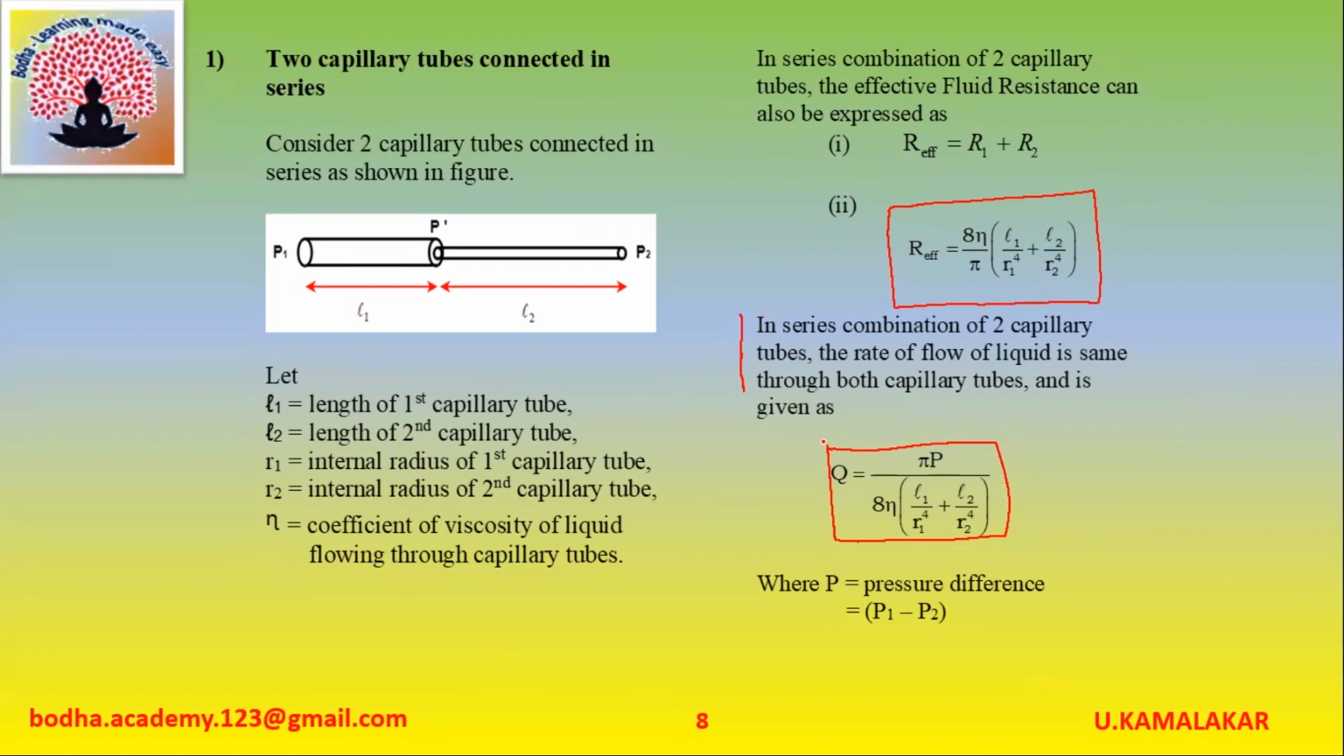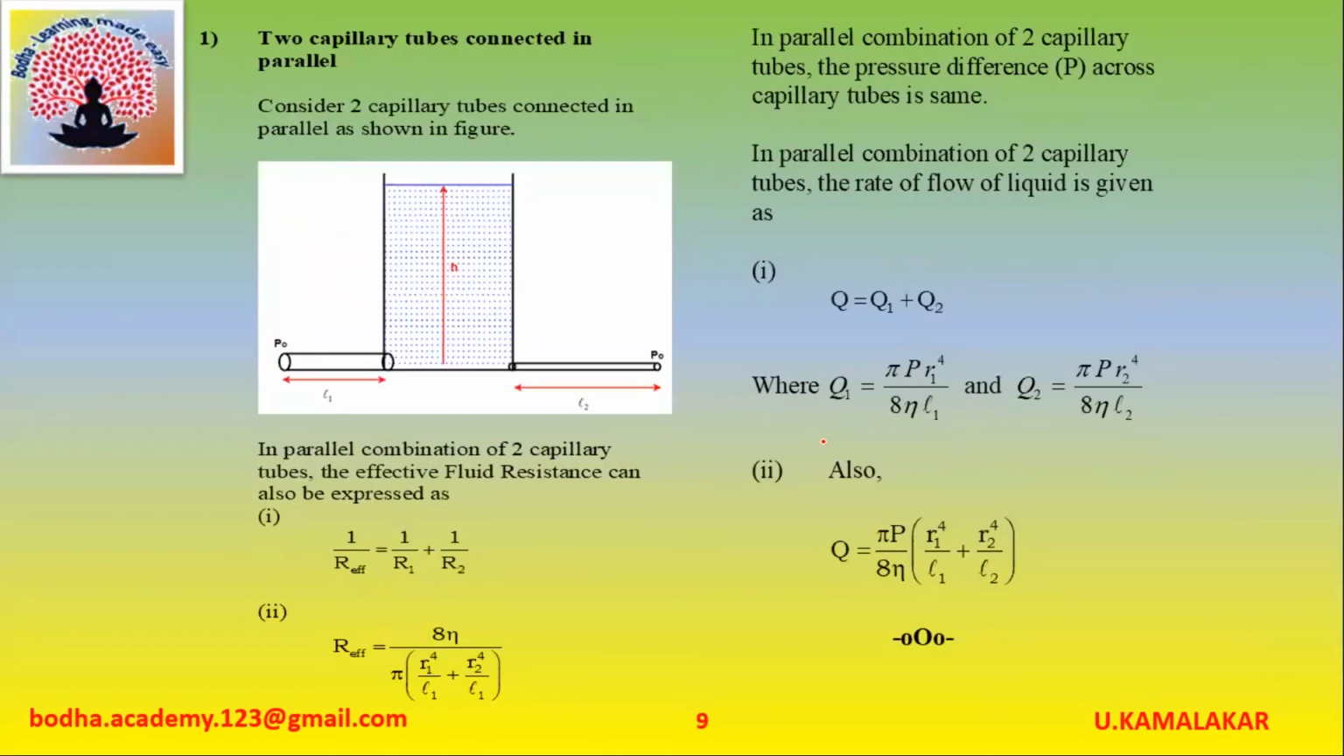Next topic. Consider two capillary tubes connected in parallel as shown in figure. In parallel combination of two capillary tubes, the effective fluid resistance can be expressed as 1 by R effective is equal to 1 by R1 plus 1 by R2. This equation can also be expressed as R effective is equal to 8 eta divided by pi into R1 to the power of 4 by L1 plus R2 to the power of 4 by L2.